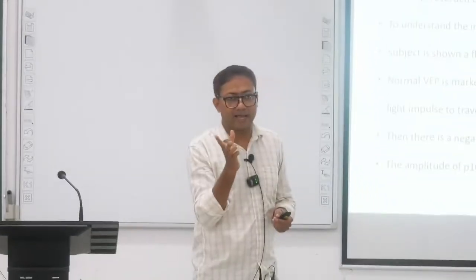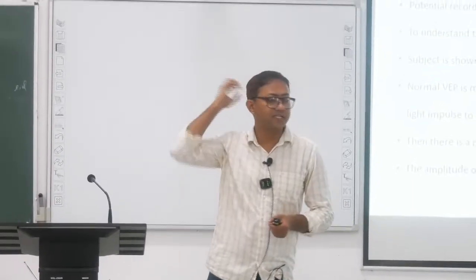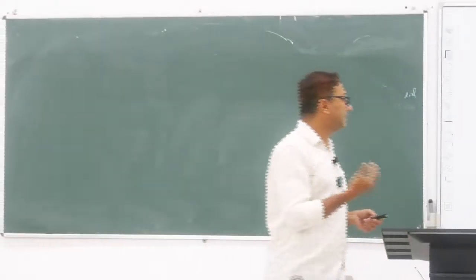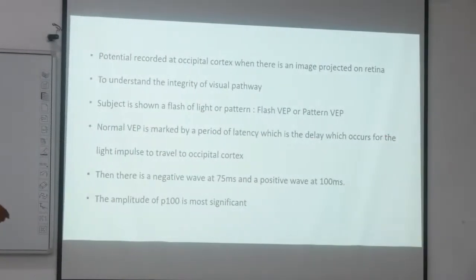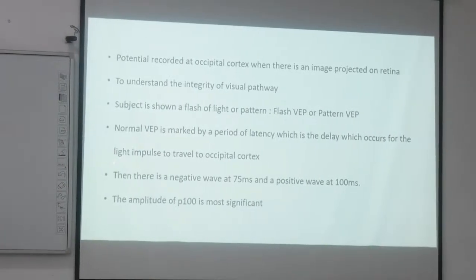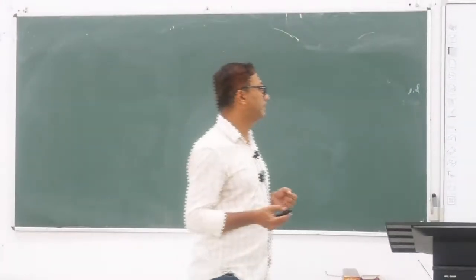So there is some time lag. You show the light or pattern to the patient and catch the electrical response from the back of the head. So there is some delay. This delay is called the latency. So the normal visual evoked response is marked by a period of latency, and that latency occurs for the light impulse to travel to the occipital cortex. The light impulse needs some time to travel to the occipital cortex, right?